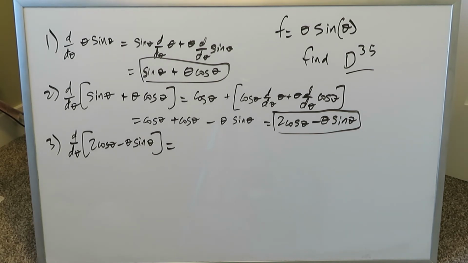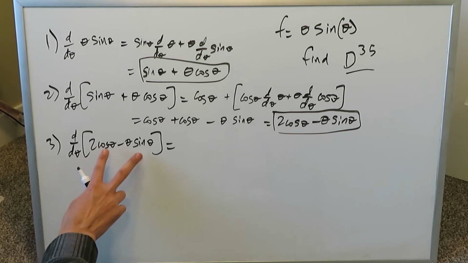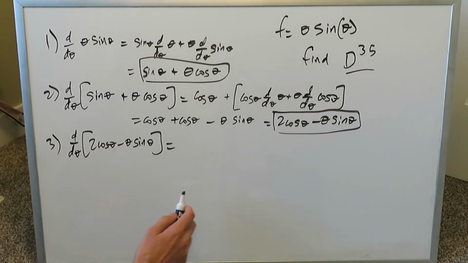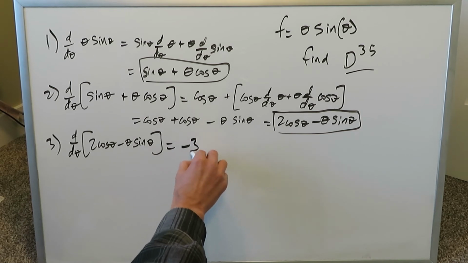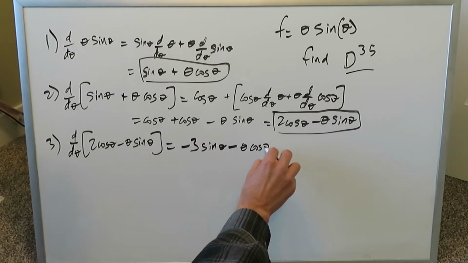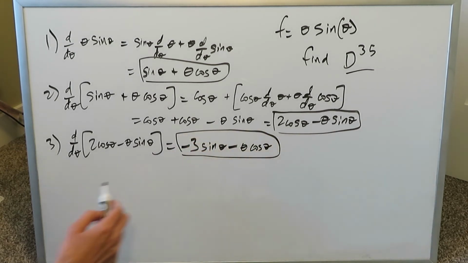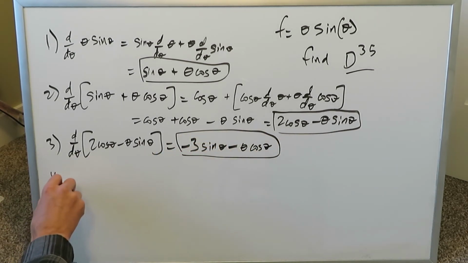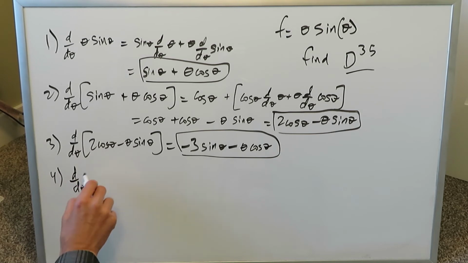From my third round, when I send this through the product rule and I do this separately, because here we have a polynomial of trigonometric functions, I'm getting this as my outcome. I'm getting a minus 3 sine theta minus theta cosine theta. This is the outcome of the third order step, the third order derivative, which will now feed into the fourth step.